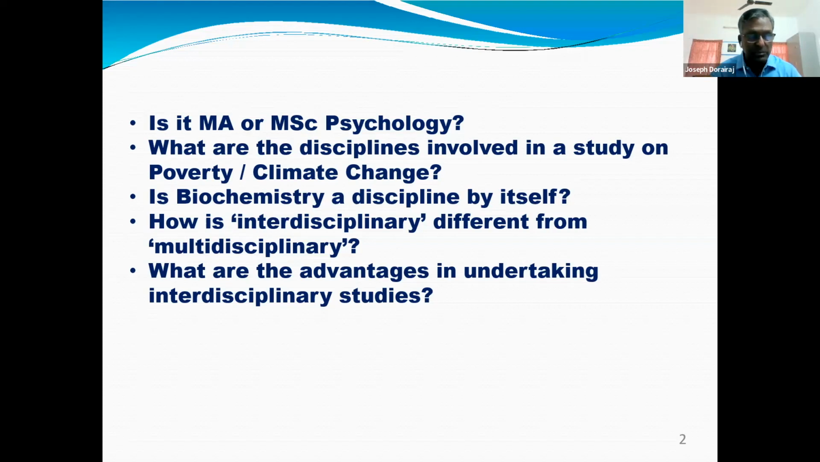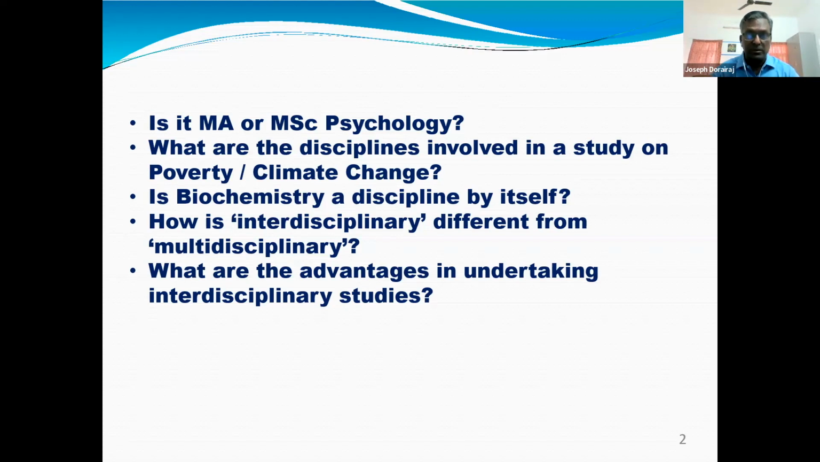Now let us go to the third question. Is biochemistry a discipline by itself? Now, all of us are aware of the fact that biochemistry as a discipline was launched some 20 or 25 years ago. And 20 or 25 years ago, when biochemistry was launched, it was an interdisciplinary program. The chemistry part of it was taught by professors from the Department of Chemistry, and the bio part of biochemistry was taught by professors from the Department of Life Sciences. So it was very clearly an interdisciplinary program.